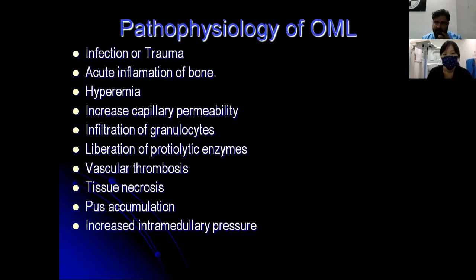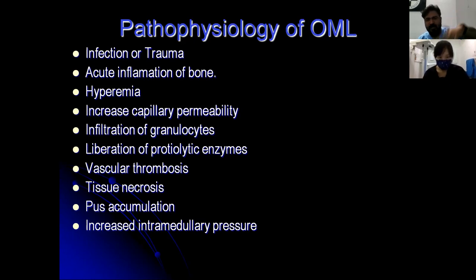Now what is the pathophysiology, what is the sequence, what is the cascade? First infection or trauma is there. Then there is acute inflammation of the bone. Then hyperemia is there, increased capillary permeability will be there. After that, infiltration of the granulocytes. Then they will liberate the proteolytic enzymes and it will lead to vascular thrombosis.